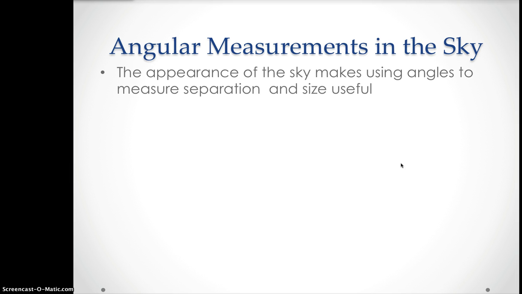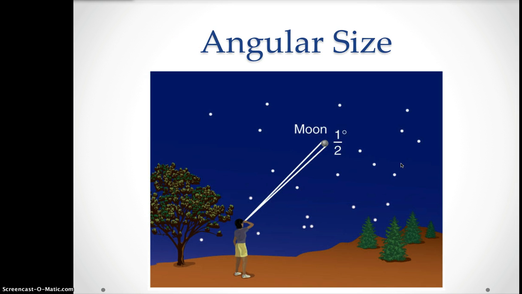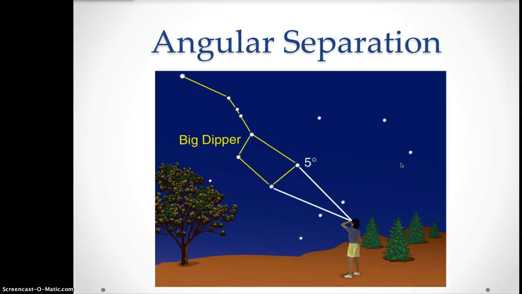Instead, when we're talking about distances or sizes in the sky, we measure the angle. So we measure the angle from one object to the other, or from one side of an object to another. Here you see a picture of how we would measure the angular size of the moon, which turns out to be about 1/2 degree. This picture is showing how we might measure the angular separation between two stars. Here, the angular separation between these two stars in the Big Dipper is 5 degrees.